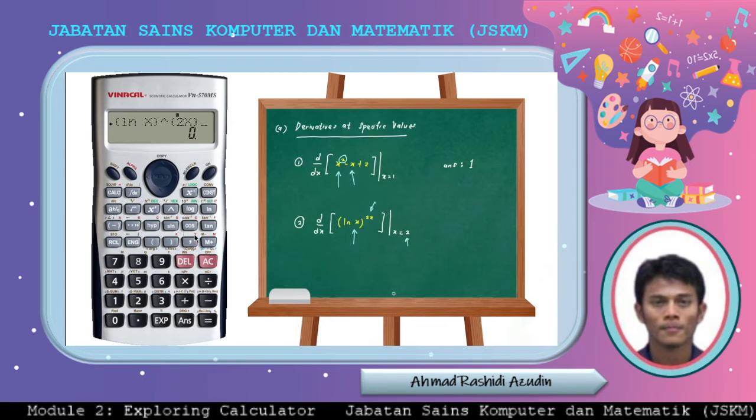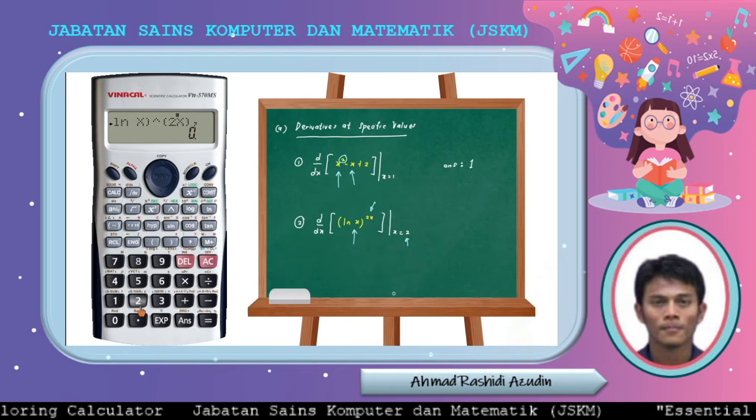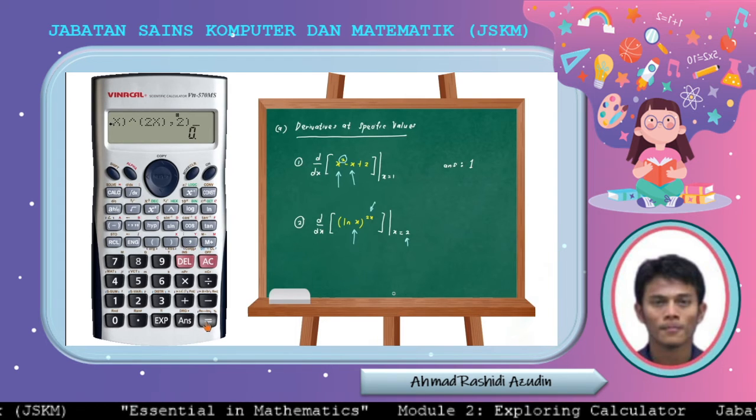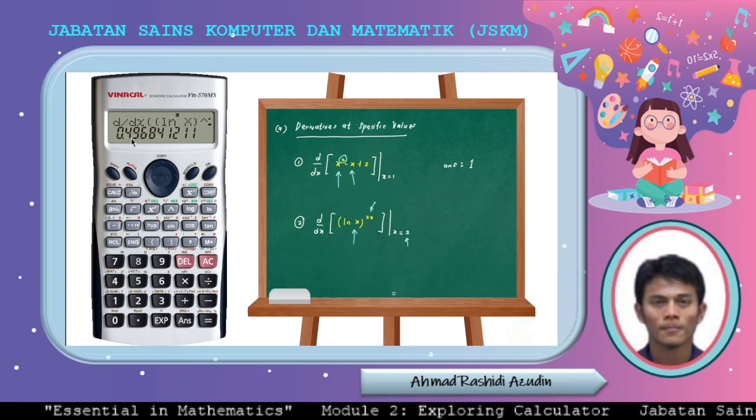To do this we press this button, comma, then followed by this value 2 to represent x equals to 2. After that we press this close bracket button to show that we have inserted all the inputs for the question. Next we need to press this equal button to get the answer. So the answer is approximately equals to 0.4968.